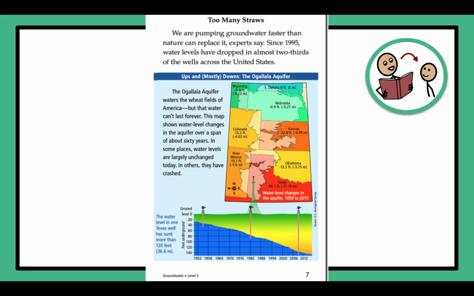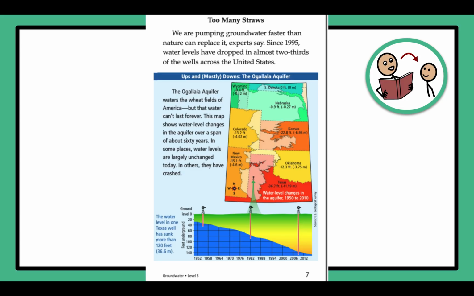Too many straws. We are pumping groundwater faster than nature can replace it, experts say. Since 1995, water levels have dropped in almost 2/3 of the wells across the United States. The title of the chart below says ups and mostly downs, the Ogallala Aquifer. The Ogallala Aquifer waters the wheat fields of America, but that water can't last forever. This map shows water level changes in the aquifer over a span of about 60 years. In some places, water levels are largely unchanged today. In others, they have crashed.